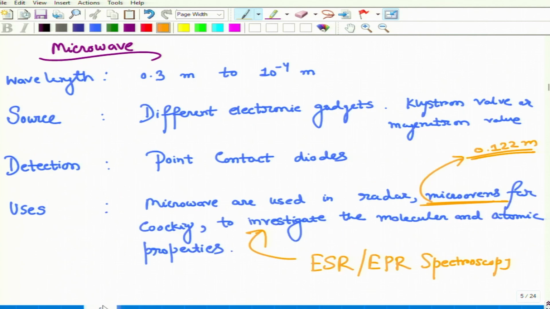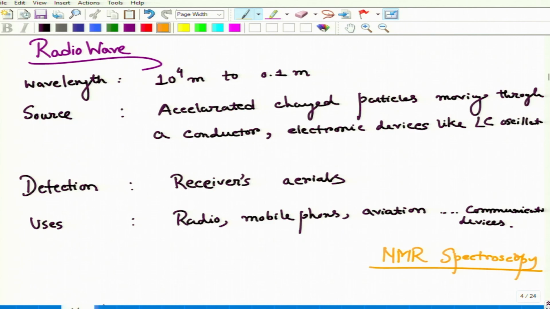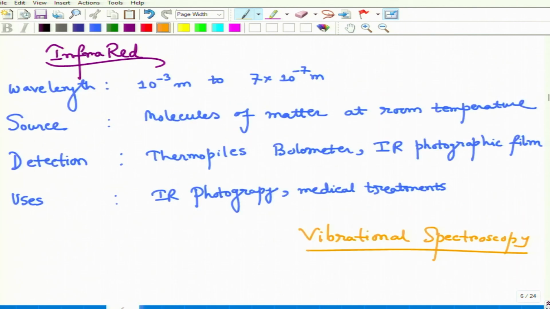IR is used in vibrational spectroscopy, because as I said before, the source is due to the vibration of the molecules. To detect that vibration, we also use IR spectroscopy. That's why there will be resonance. Otherwise, if we use a different spectrum, there will not be exact resonance to detect the vibrational spectroscopy. To detect vibrational spectroscopy, we generally use the IR spectra. Okay, IR region. These are the uses.